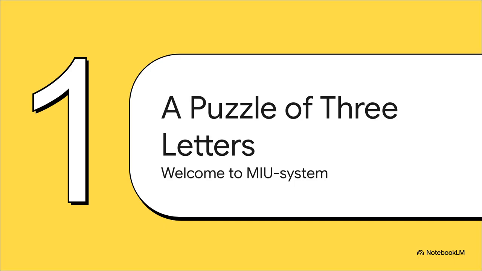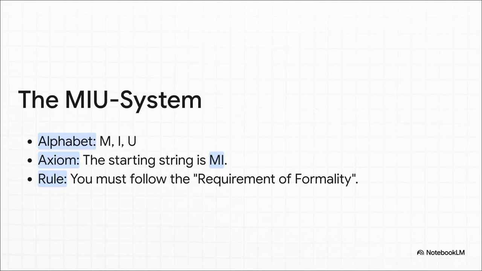It's called the MIU-system. Think of it like a game with its own physics. It has these super strict, totally unbreakable laws you have to follow. So, what are the basics? First off, the alphabet is tiny. You only get 3 letters, M, I, and U. That's it. Your starting point, what we call the axiom, is the string MI. And here's the golden rule, the most important thing to remember. You can only do what the rules say you can do. No thinking outside the box, no clever workarounds. This is all about pure, formal logic.